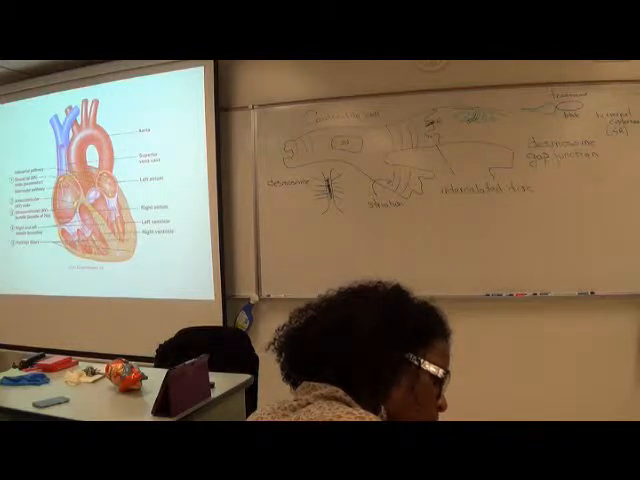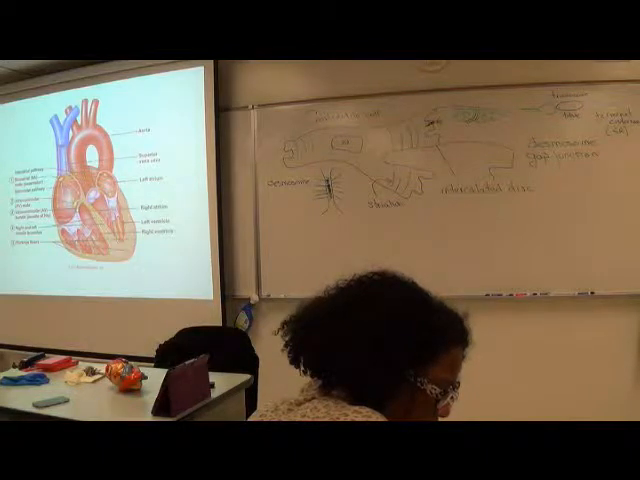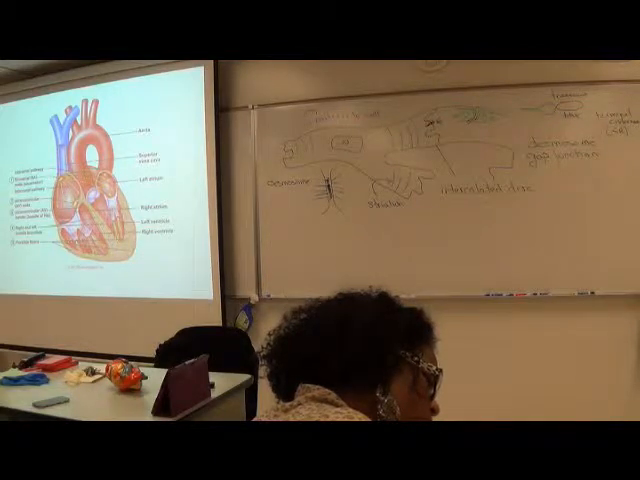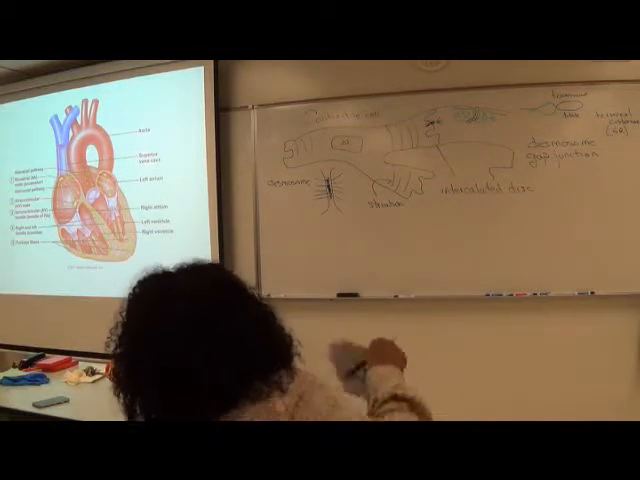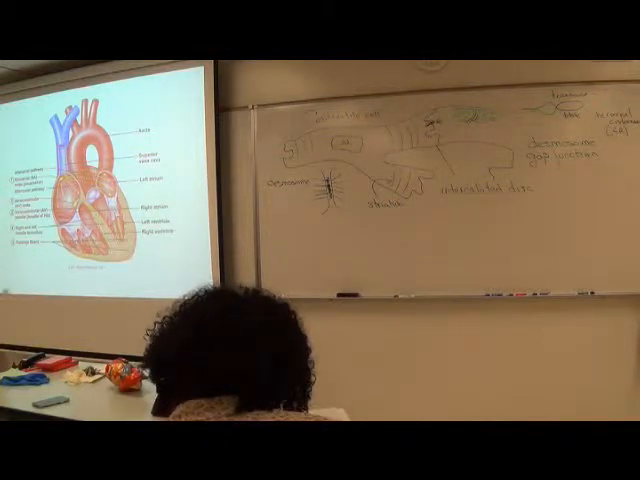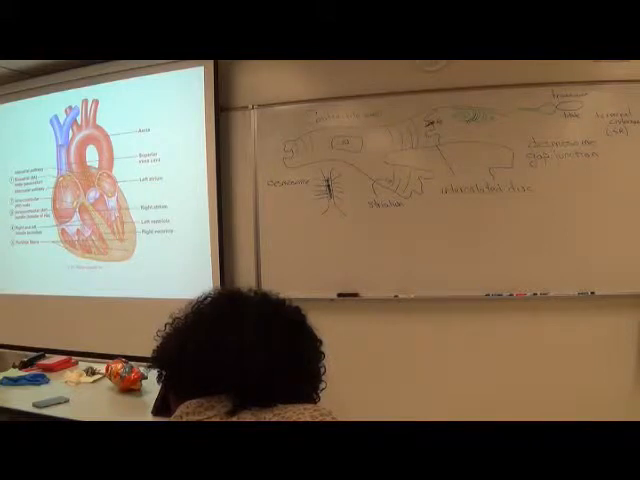However, we have clusters and bands of autorhythmic cells. Auto meaning self, and rhythmic meaning they have a pattern, a rhythm of generating the electrical current or action potential that is going to spread throughout the heart. So unlike skeletal muscle, these cells will depolarize on their own. Without any instigation by the nervous system, they will depolarize at about the rate of 15 times a minute, which is too slow a heart rate to keep you alive.